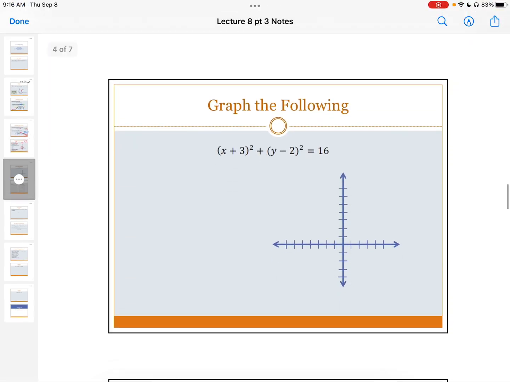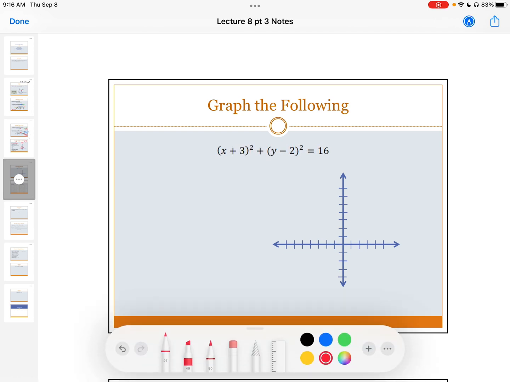Graph this following circle. Why don't you go ahead and pause the video and try and do this one on your own. Okay, hopefully you have that video paused and you tried it on your own. What is the center of this circle? Well, this is x minus a negative 3 squared plus y minus a 2 squared equals 16, which is r squared, so that would be 4 squared. So the center of my circle is at negative 3, positive 2, and the radius of this circle is 4.